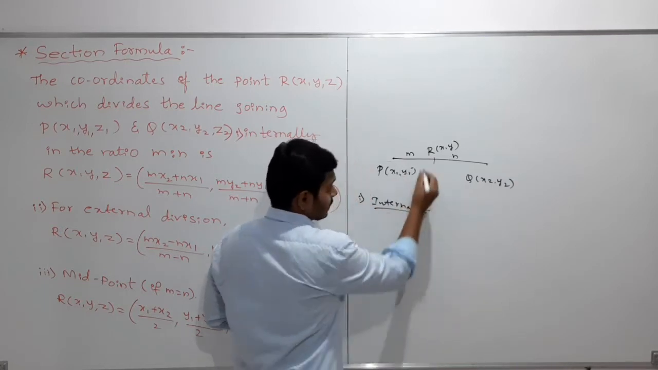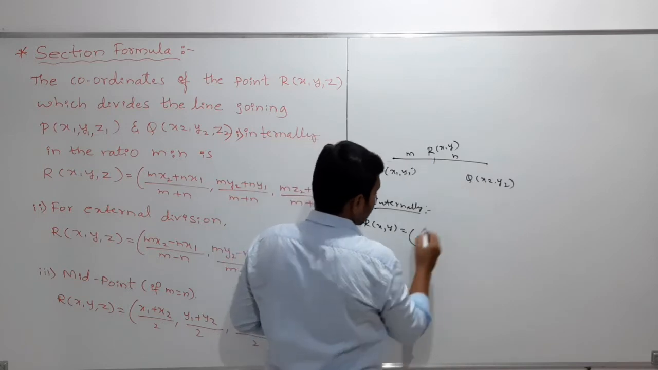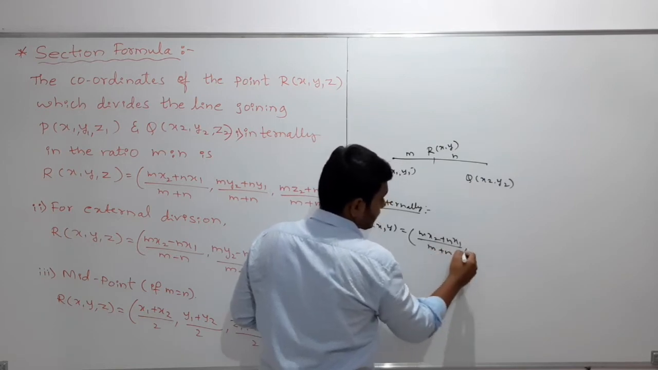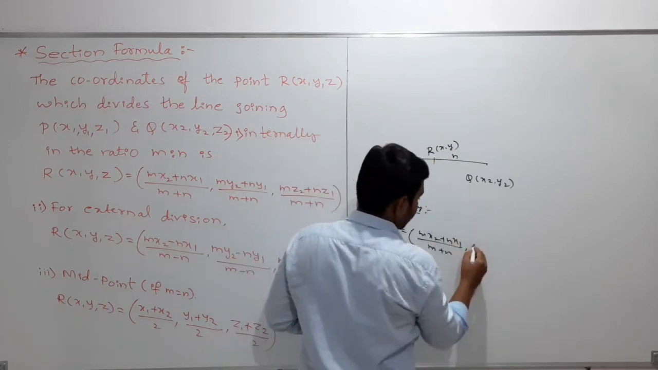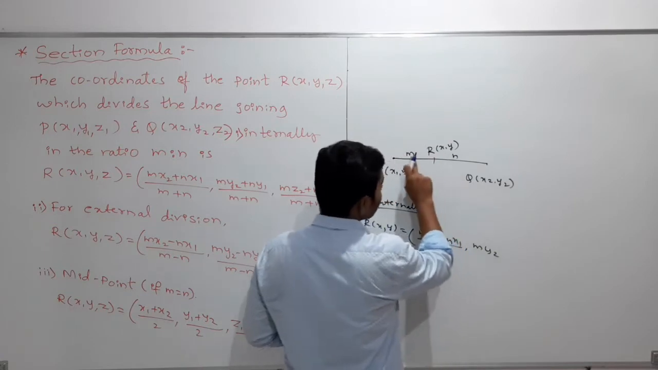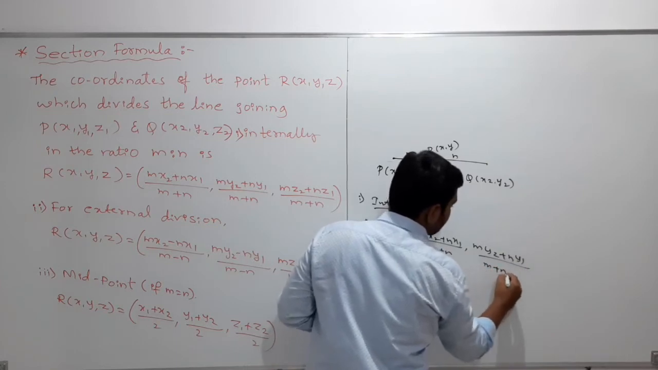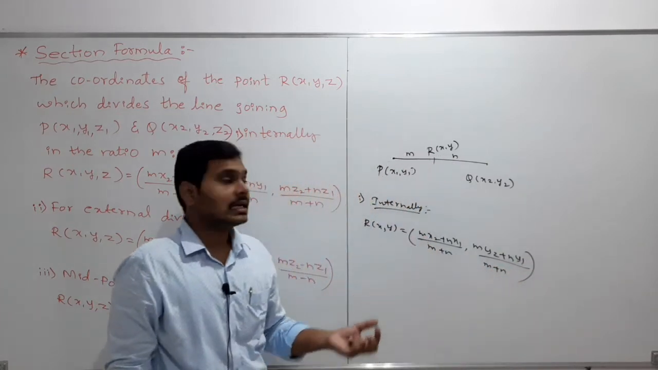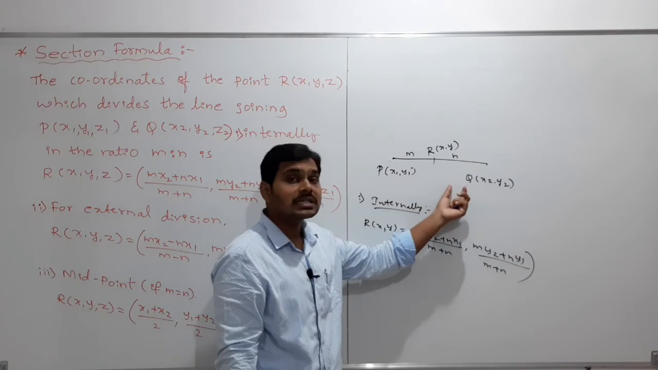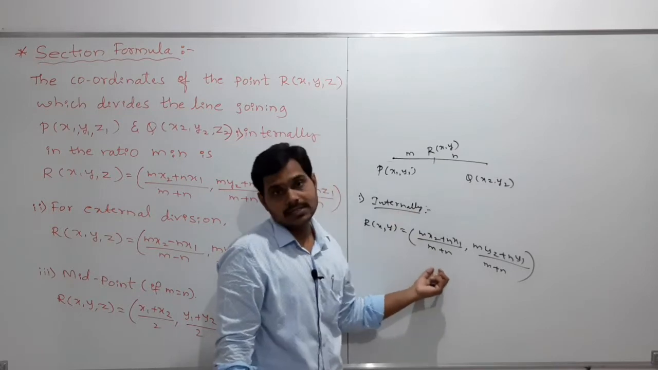Then the coordinates of this point R of x, y are, what is the formula we have? (mx2 plus nx1) whole divided by (m plus n), comma, and likewise (my2 plus ny1) whole divided by (m plus n). So this is the formula we discussed to calculate R of x, y if PQ is divided internally in the ratio m:n. In that case we have this formula.